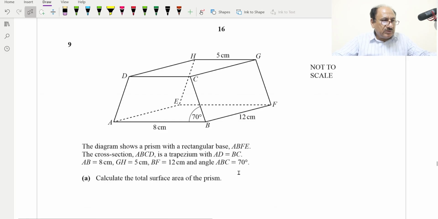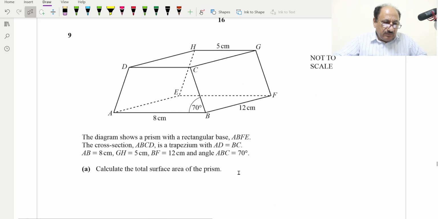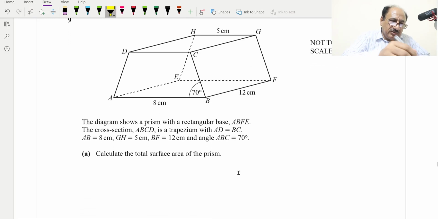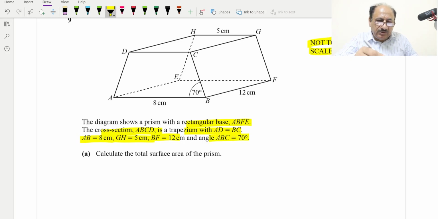Now here comes question number 9, which is basically drawing is provided, which is also not to scale, and this is 3D drawing. The diagram shows a prism with the rectangular base. This is rectangular base. The cross section ABCD is a trapezium. AD is equal to BC, and AB is equal to 8, GH is equal to 5, BF is equal to 12, and angle ABC is equal to 70 degree. This is 8, this is 12, and this one is 5.